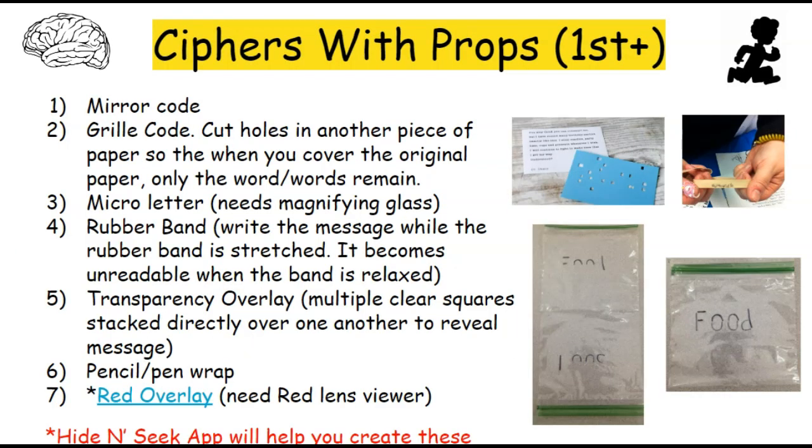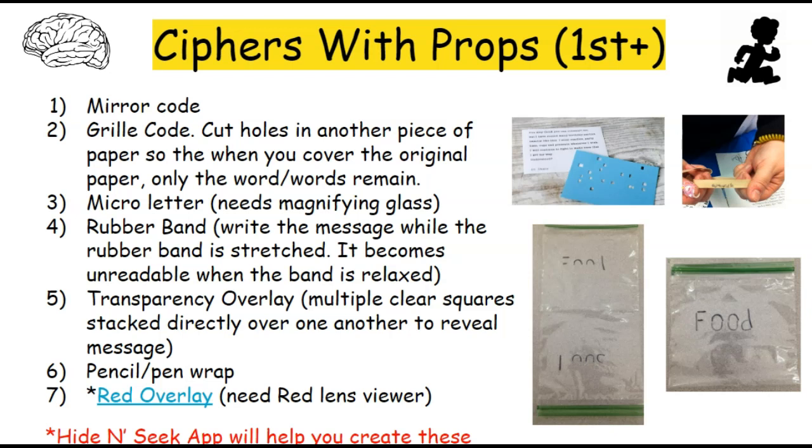Ciphers with props is a 1st grade and above appropriate puzzle. They are considered kinetic because you need a physical object in order to complete the puzzle, and you can't do that with a computer screen. The first one is mirror code. That's where the letters are written so that they cannot be read unless you're holding a mirror up to them.